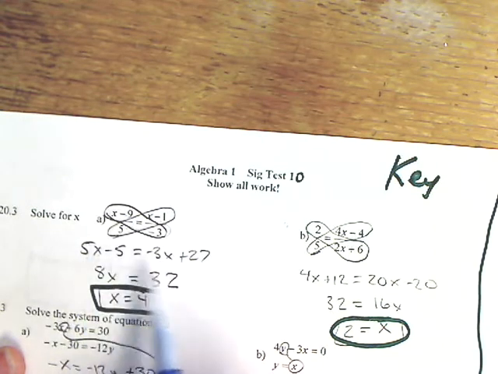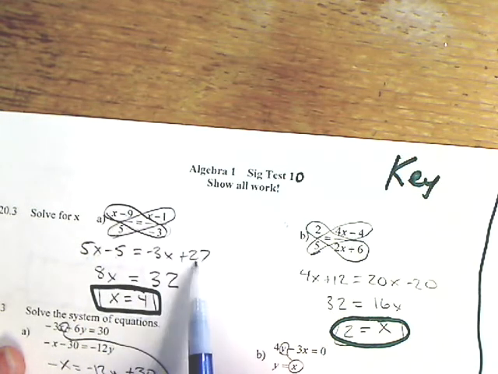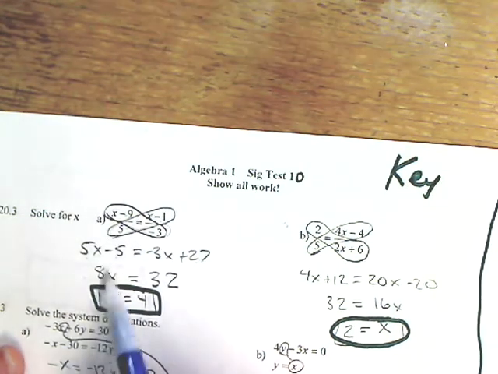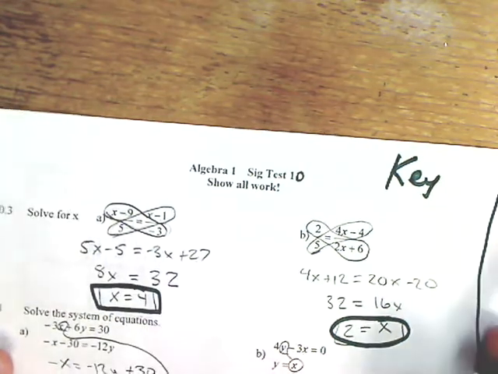Add 3x to both sides. Add 5 to both sides. Divide by 8. There it is. Most people got a 2 here. They added those guys wrong.